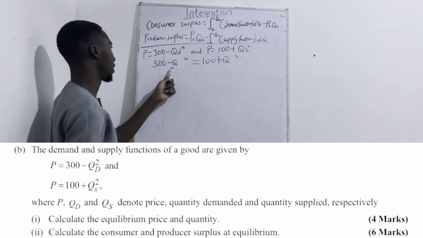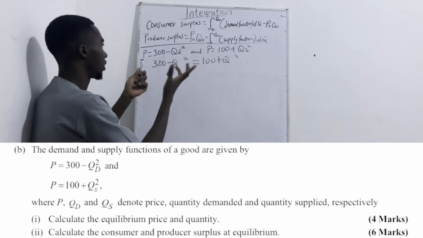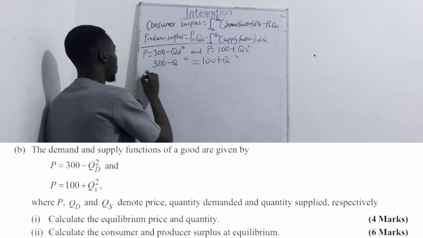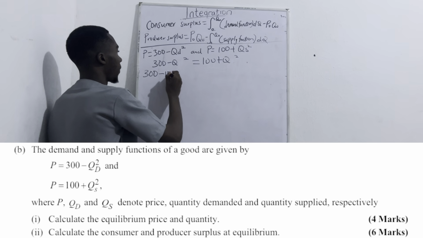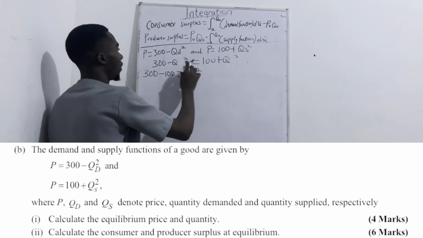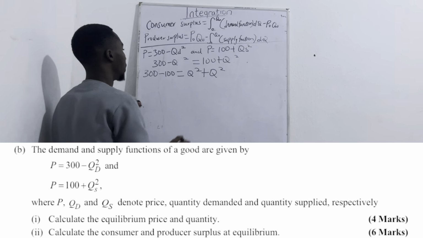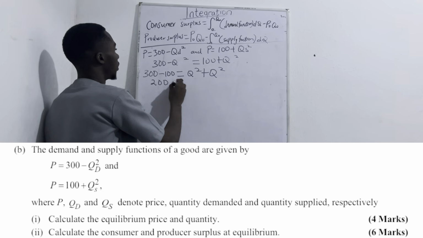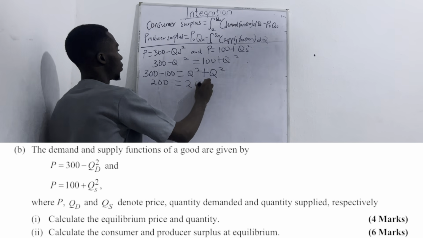So we have 300 minus Q squared is equal to 100 plus Q squared. Since the quantities are the same, you can just make all Q. In making Q the subject, you can bring the 100 to this side. So you have 300, then you send the 100 to this side, it becomes negative: minus 100 is equal to Q squared. Then you have negative Q squared, and when it comes here, it becomes plus Q squared, right? So 300 minus 100 is 200, equal to Q squared plus Q squared, which gives us 2Q squared.